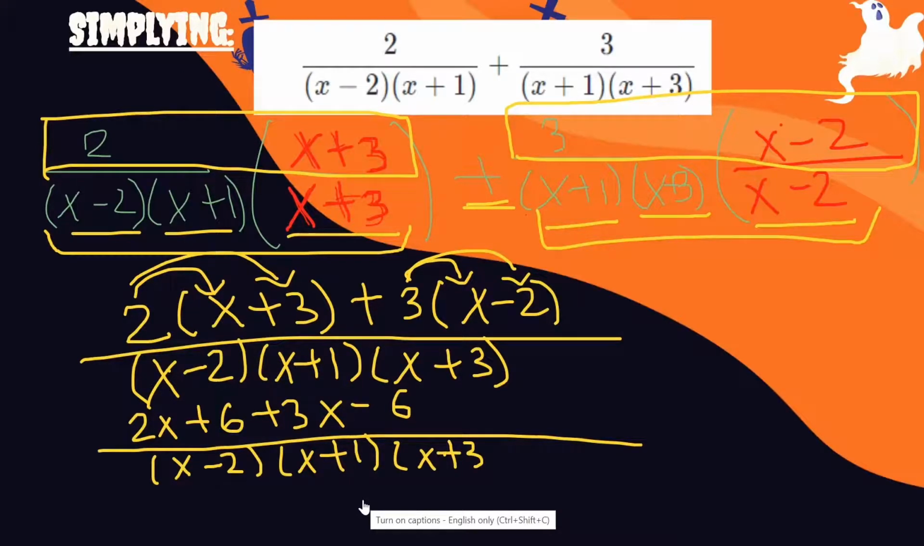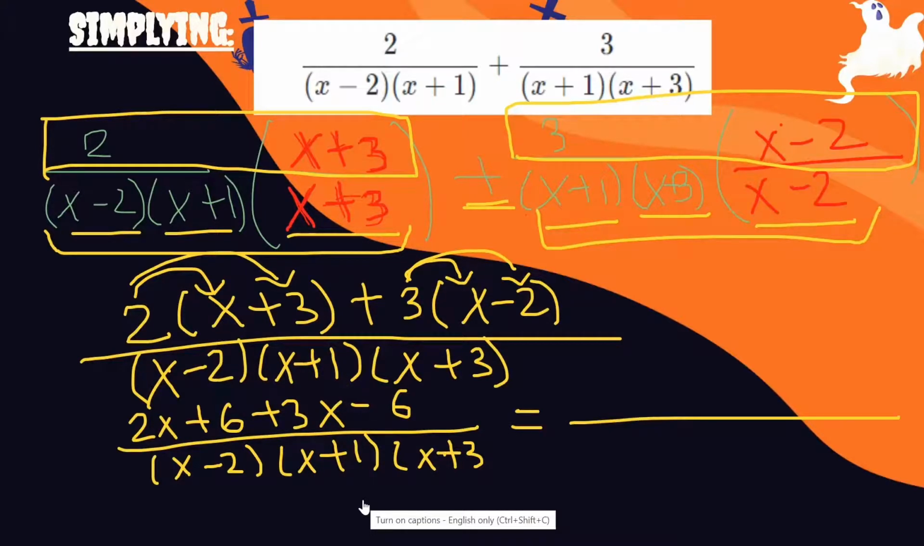And when you do that, you have to combine the like terms because you are not done simplifying, as long as you have like terms sitting in your expression. So what are the like terms in here? 2x, do you see any other coefficients with x? Yep, 3x. So 2x plus 3x is 5x, and then 6 minus 6, they cancel out. So just 5x at the top, and at the bottom, it's going to be the entire denominator.